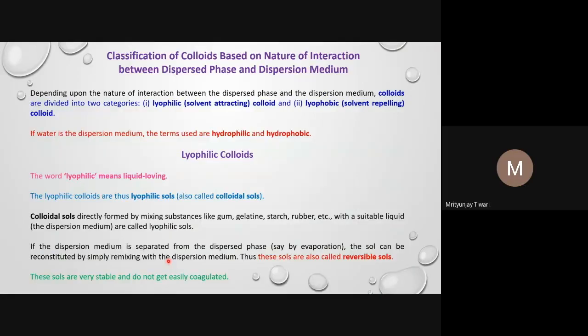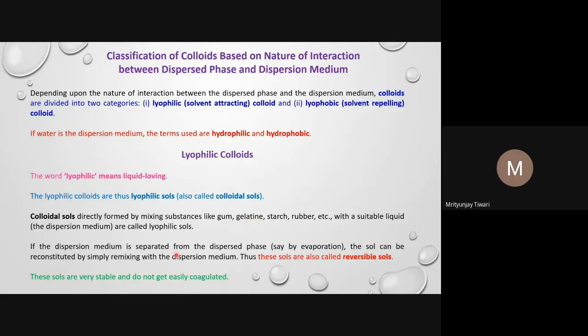You can see this in the definition. They are also called colloidal sols or lyophilic sols. Colloidal sols formed directly by mixing substances like gum, gelatin, starch, rubber, etc. with a suitable liquid, the dispersion medium, are called lyophilic sols. These substances have very strong interaction with water molecules because they have OH groups, particularly starch and gelatin. So they are water-loving colloids.